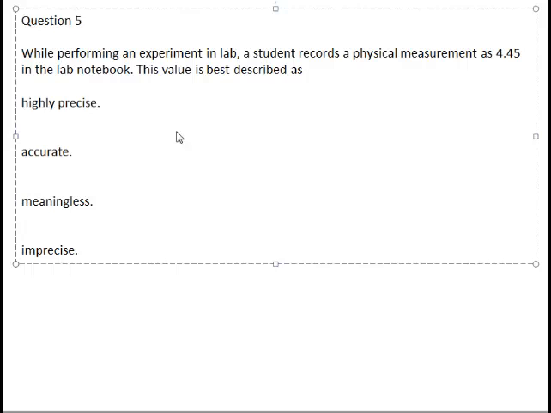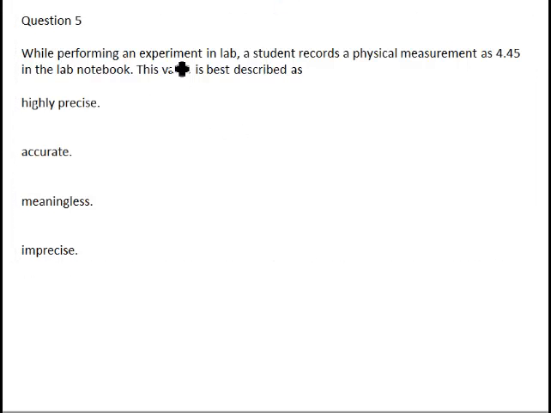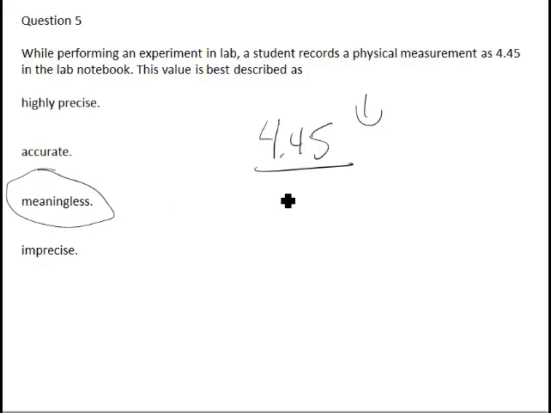So here's question 5. I'm tempted to not even answer this one, because it's a basic definition one that I want you to know. While performing an experiment in lab, a student records a physical measurement just as 4.45. That's it. And what you're supposed to notice is that there are no units there. So we don't know anything about it at all. We can't make judgments whether it's precise, accurate, imprecise. More importantly, numbers that are measurements must consist of the number and the unit of measurement, otherwise they are meaningless.